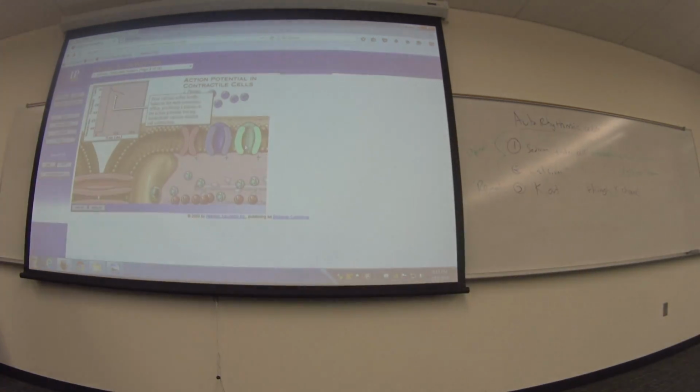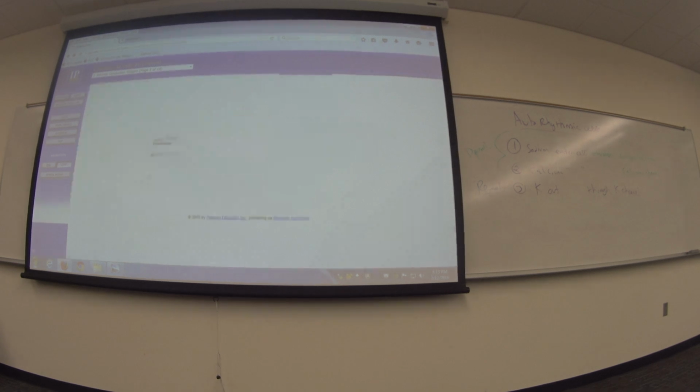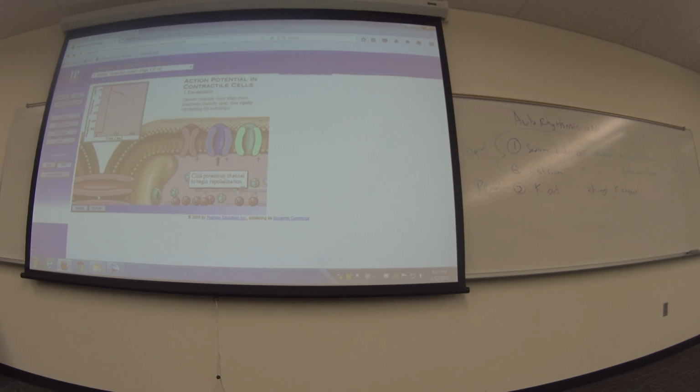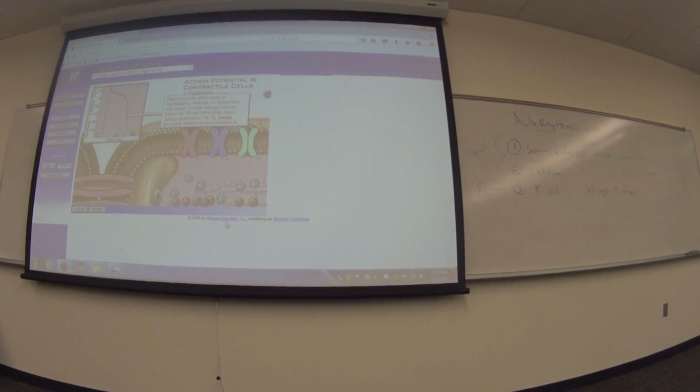What do you think is going to happen now in step 4? We're going to do repolarization. Let's check. Click the potassium channel. Indeed, indeed. So step 4: more potassium leaves, and that's going to be repolarization. So in autorhythmic cells, you had depolarize in 2 steps and repolarize in 1. Here you have depolarize, plateau, and repolarize.